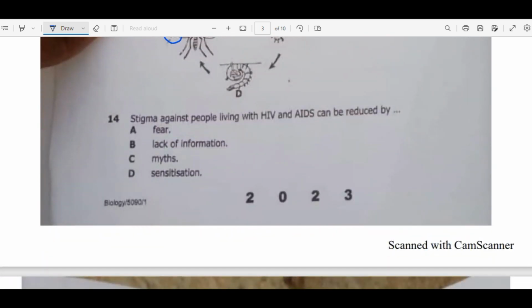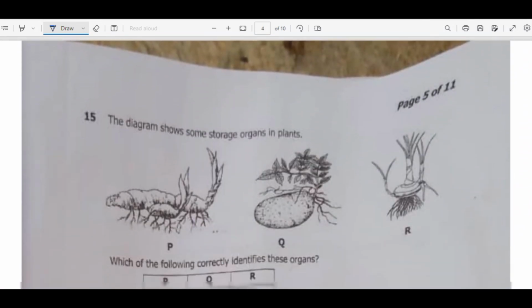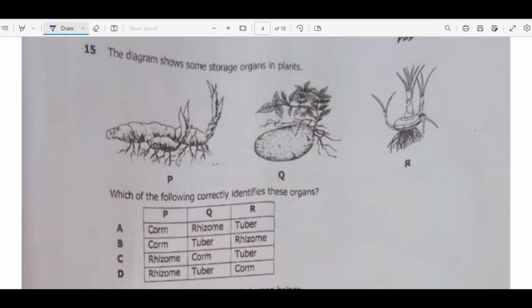Then 14, a stigma against people living with HIV and AIDS can be reduced by: A, fear, no. B, lack of information, no. This one is just the opposite. Then C, myth, no. D, sensitization. So this is the answer. Sensitization is like teaching people, trying to reduce their superstitious stories that they know about HIV and AIDS.